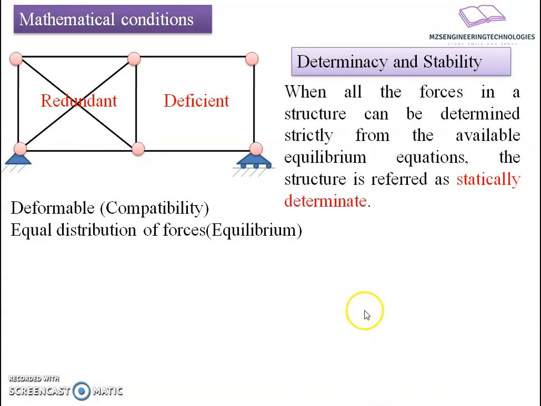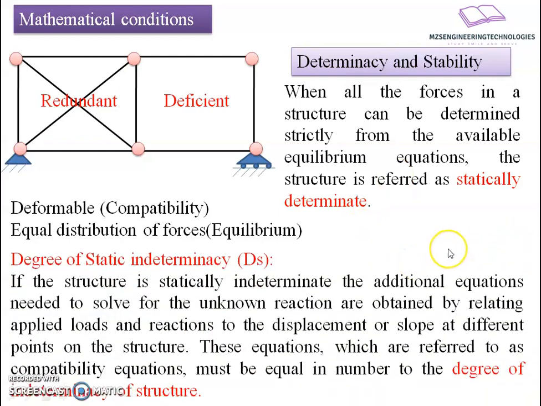What is determinacy? When all the forces in the structure can be determined strictly from the available equilibrium equations, the structure is referred to as statically determinate. It means whatever equilibrium equations are available with reference to the geometry of the structure, they are sufficient to find out the unknown forces in the members. In that case, I am going to say the structure is determinate. If they are insufficient, I am going to say the structure is statically indeterminate.